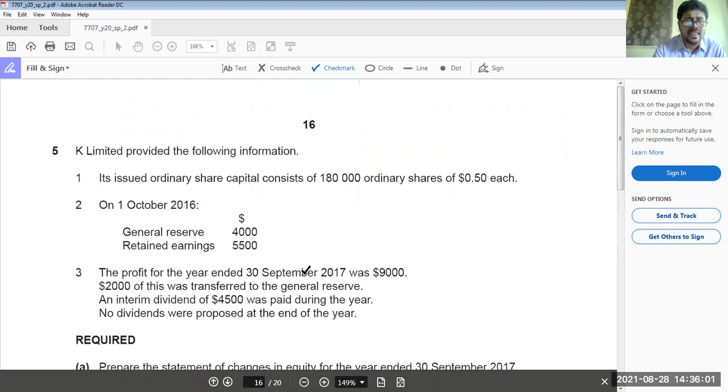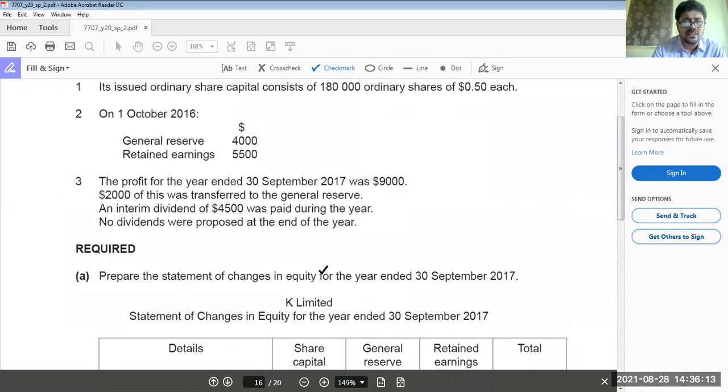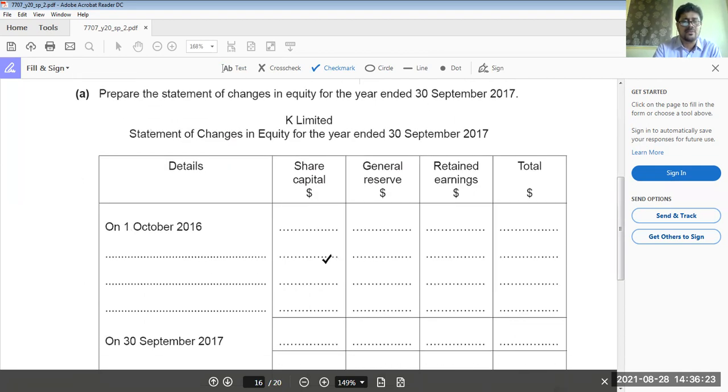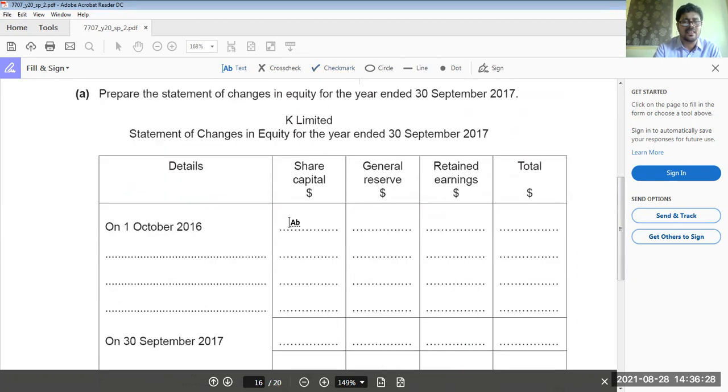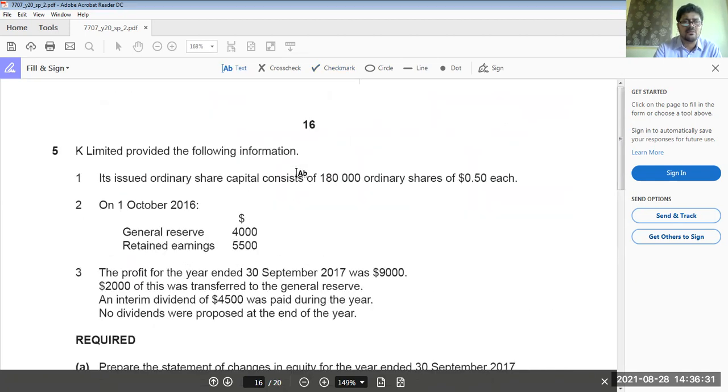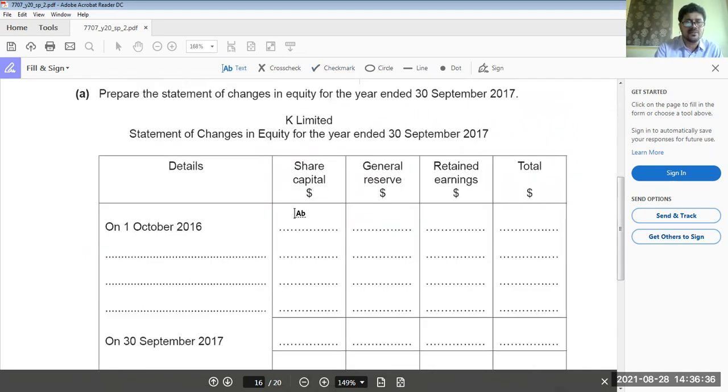The last question. K Limited provided the following information. Issued share capital consists of ordinary shares of 0.5 each. On 1st October 2016, general reserve 4,000. The profit for the year 2017, 9,000. 2,000 was transferred to general reserve and interim dividend of 4,500 was paid during the year. No dividends were proposed at the end of the year. Okay, preparation of statement of changes in equity. On 1st October 2016, ordinary share capital is 1,80,000 at 0.5 is 90,000. So 90,000 we have shares.